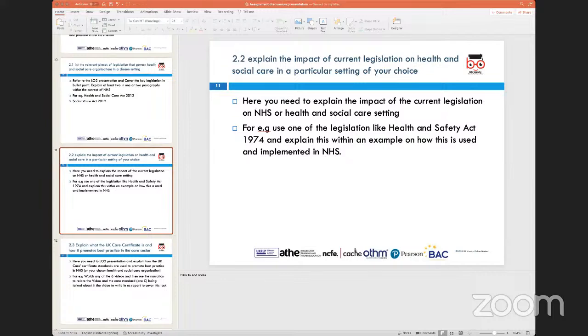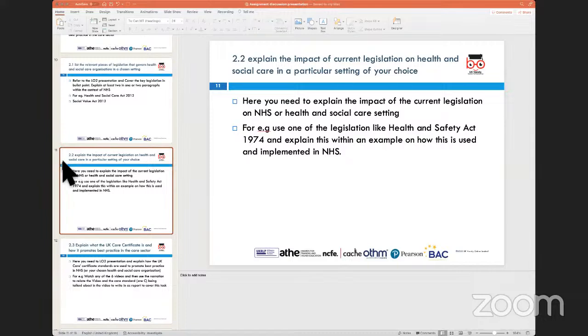So when I say particular setting, what you could do is basically take an example of the place of your work, or the example that you've taken in the assignment in the start of the introduction. So we have taken Asha's care home, and that would be the bit where you can explain how some of these acts and legislations are actually applied in Asha's care home specifically for completing this particular task.